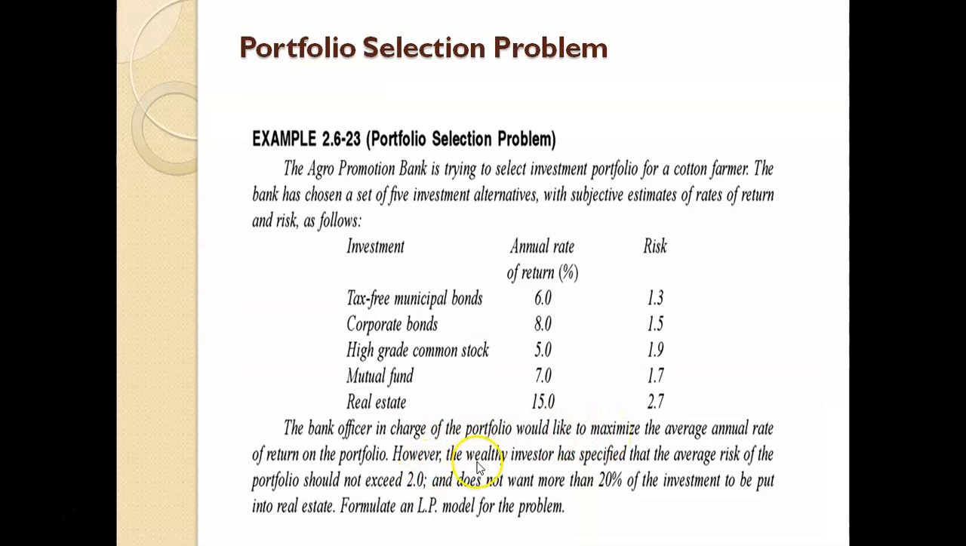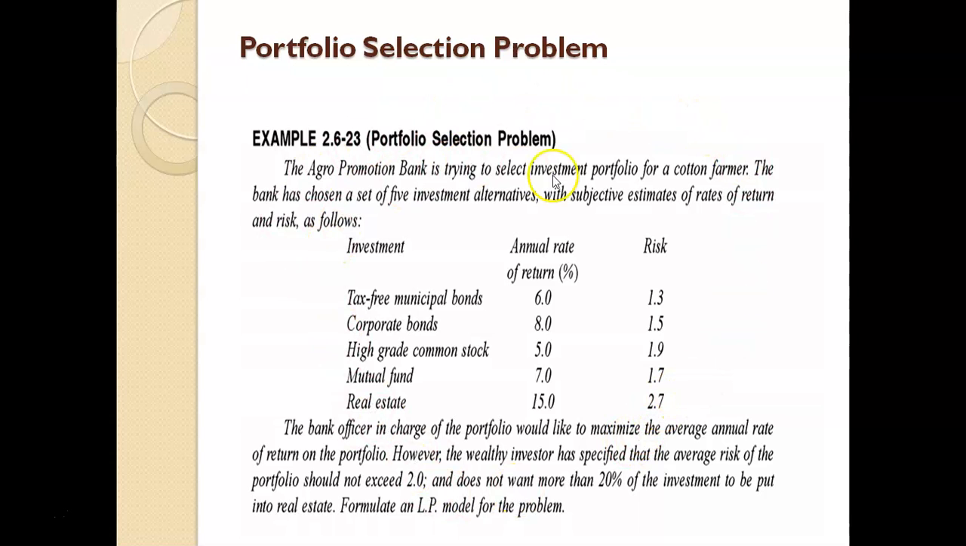Okay, however, the wealthy investor has specified that the average risk of the portfolio should not exceed 2. So the average risk must be less than or equal to 2. This is the constraint. Okay, and he does not want more than 20% of the investment to be put in real estate, because in real estate the risk is very high, 2.7. So again, the investment in real estate should be less than or equal to 0.20, that is 20%. Okay, so formulate the LP for this problem.